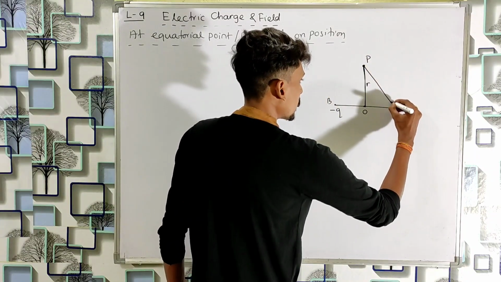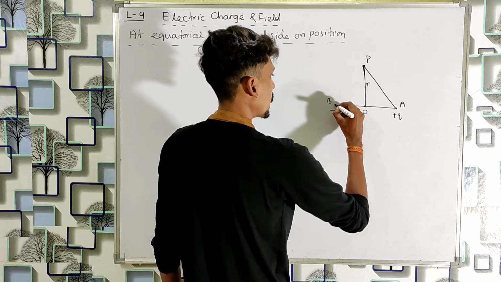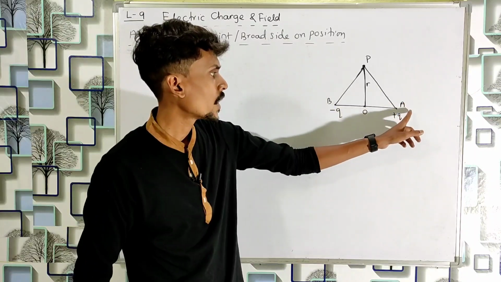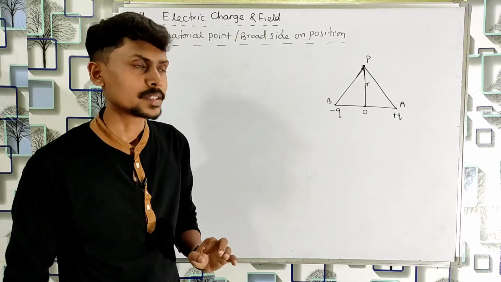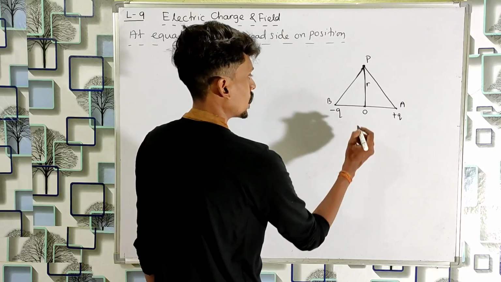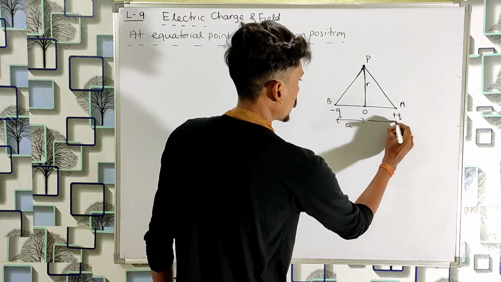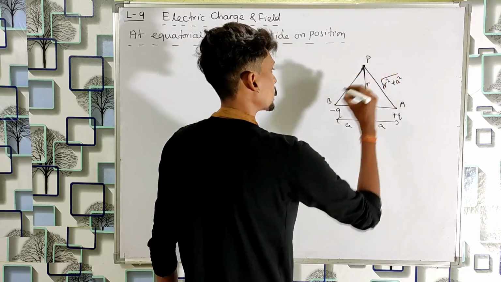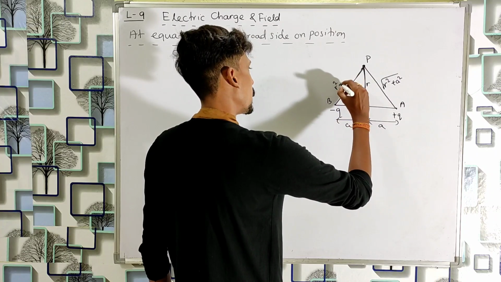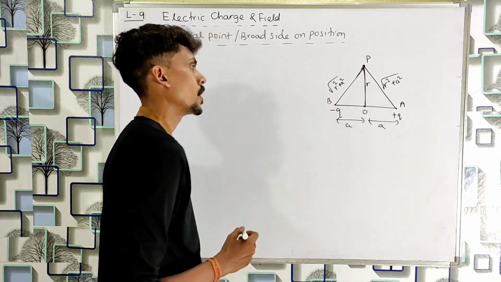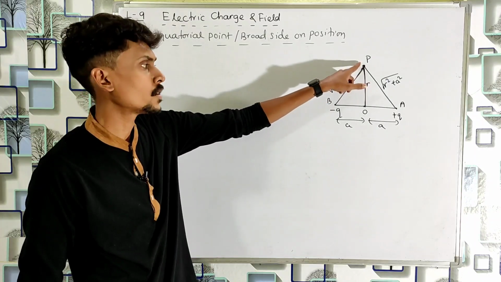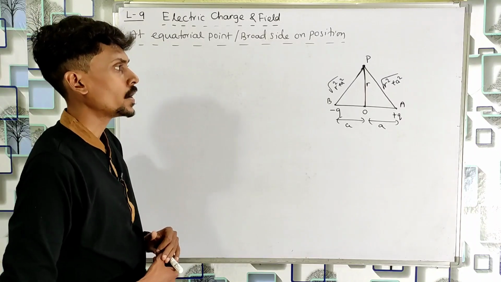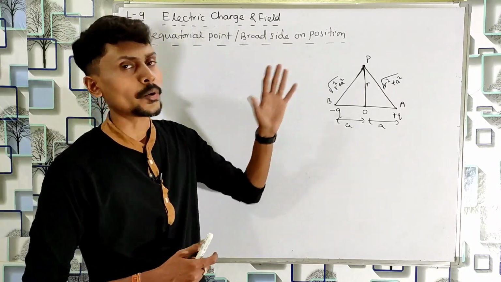So if I join P with A and P with B, then you'll see that the lengths of AP and BP will be the same. According to Pythagoras theorem, this one is a, this one is a, so AP will be square root of r square plus a square. Similarly, BP will be the same, square root of r square plus a square. Means the point P is equidistant from both the charges of the dipole. Now we have to find the electric field intensity at the point P.